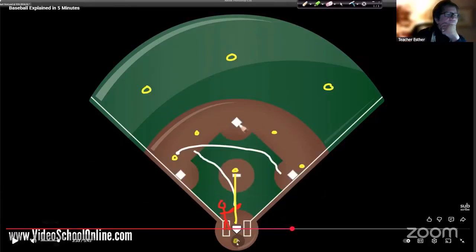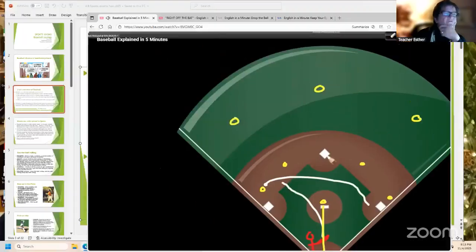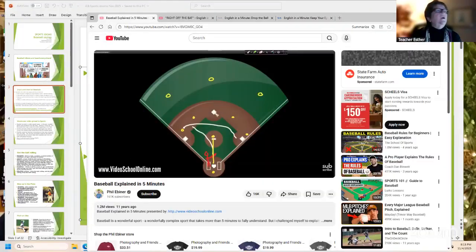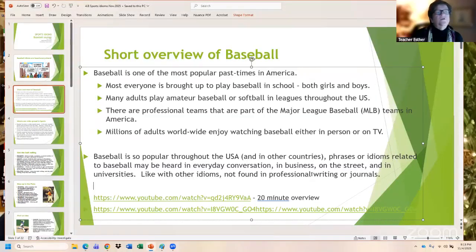But that's enough information on this video so that you can have the idea about baseball. So they're going to hit the ball, they're going to catch the ball, they're going to tag, or they're going to touch the base and keep going.